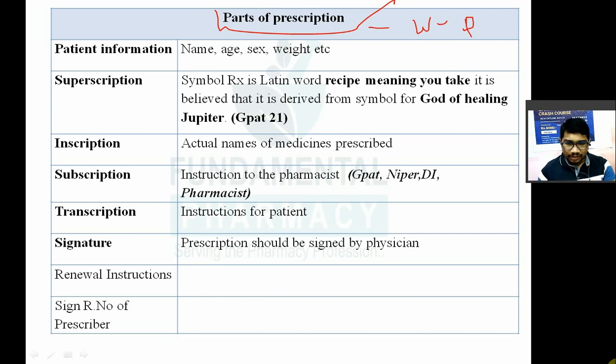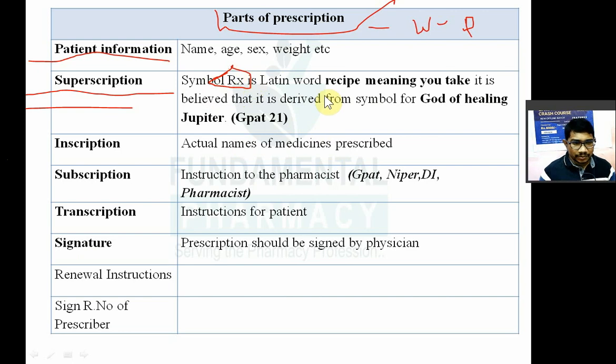Now after that there is one part known as the superscription. So the first part is patient information, and the second part is the superscription. What do you mean by superscription? It is one of the parts of the prescription, not a separate part; it is within the prescription itself. After the patient information there is the superscription, in which you are going to have the symbol Rx. You will find this Rx symbol already printed in the prescription.